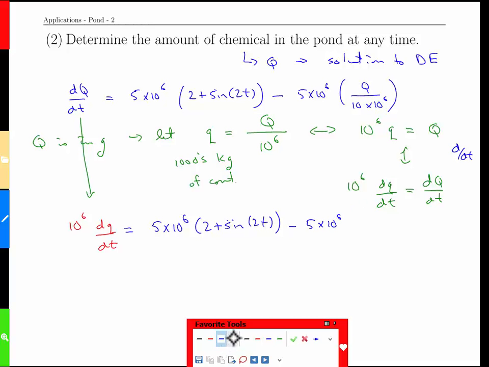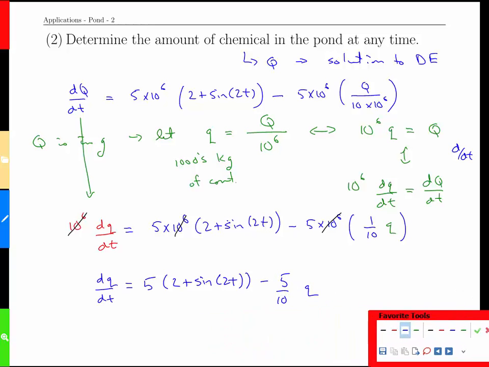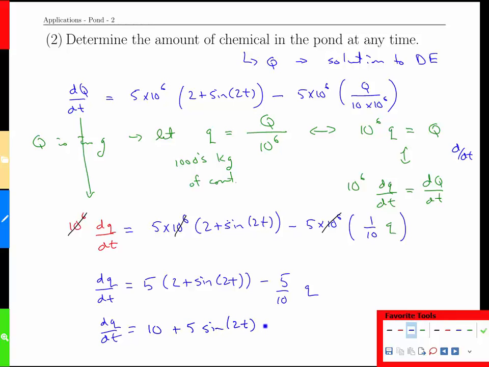And here we have 1/10 that is not part of our new q, but we also do have a little q on the end, which is our number of grams divided by 10 to the 6th. And if we do that, we see such nice things canceling. We have 10 to the 6th in every single term. We can just cross that off, and we get an equivalent differential equation, which is 5 times 2 plus sine of 2t minus 5 over 10 q's. And we can tidy that up a little bit further and get 10 plus 5 sine of 2t minus q over 2.